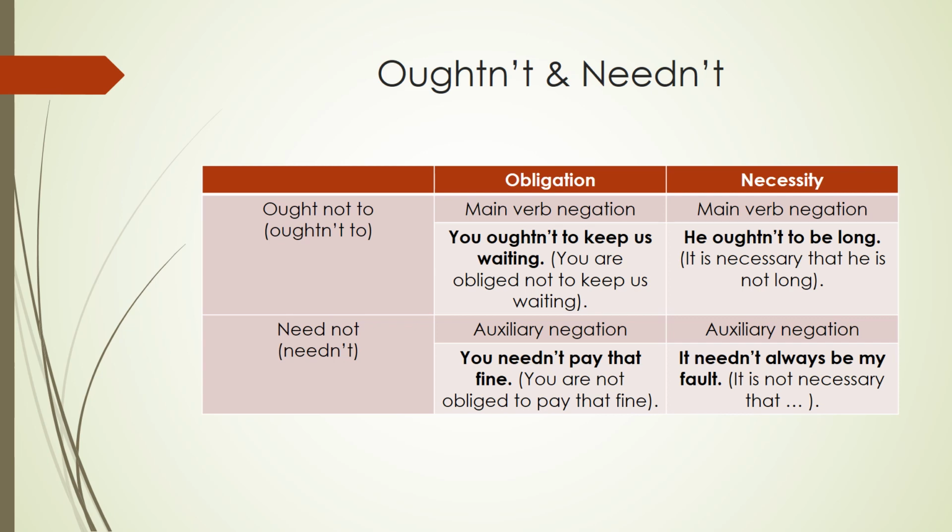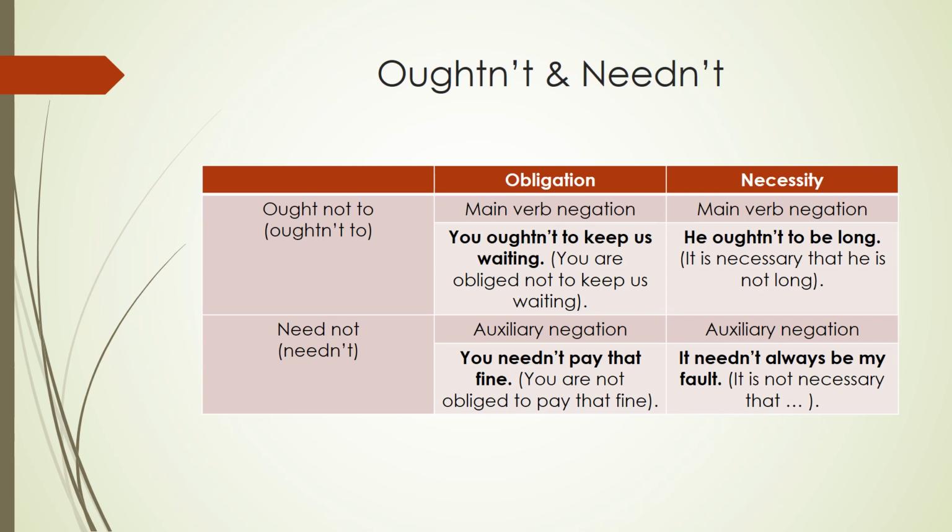To give us the meaning of negation, obligation, for instance, we say you oughtn't to keep us waiting, which means you are obliged. You see, you are obliged. This is obligation, not to keep us waiting. Necessity: he oughtn't to be long. It is necessary. You see, it is necessary that he is not long. So with ought to, in its two meanings, obligation and necessity, we are following what? Main verb negation.